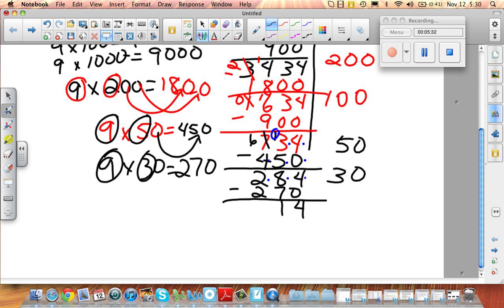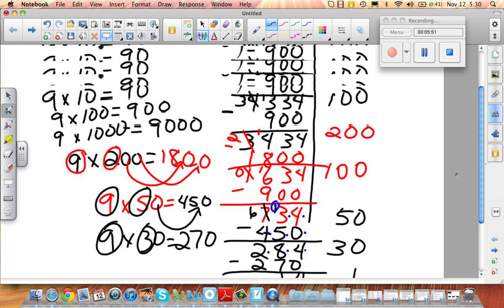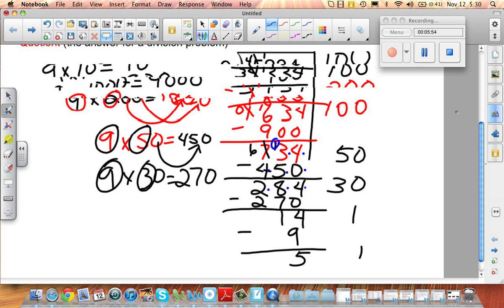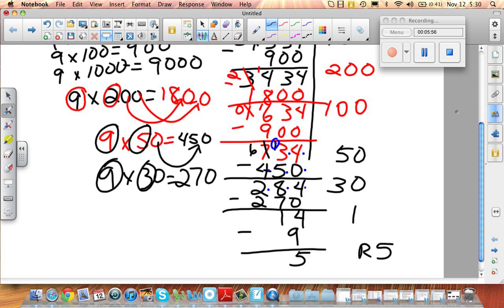4 minus 0, 8 minus 7. Does 9 go into 14? One time. So I'm beyond multiples of 10 when I get down to my single-digit divisors. 14 minus 9 is 5. 5 is less than 9, so this must be a remainder of 5. I'm going to bring my remainder of 5 down here and forget about it for a minute, okay?